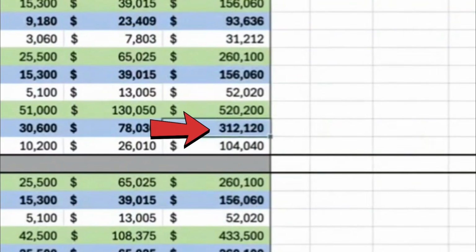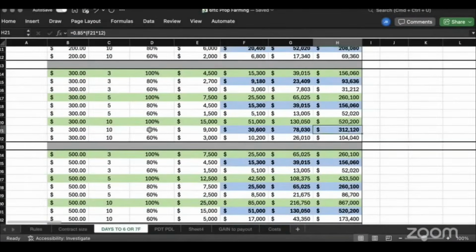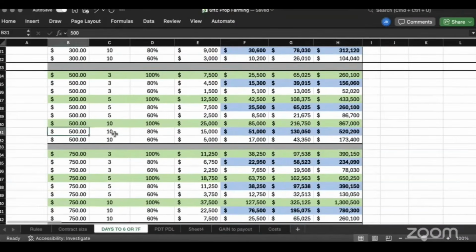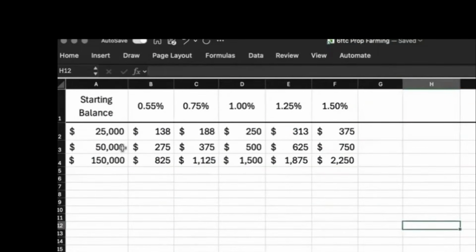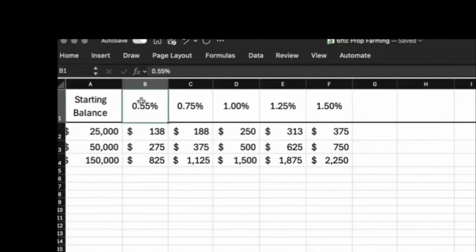That's $312,000 a year. At $500 a day, 10 accounts. Remember, 4 green days, one red every single week. That's still $500,000 a year. So I've been loving this. I'm still kind of playing with it to figure out percentages, right? Because think about it, if we were trading our own capital, 0.5% on a 25K account is only $130.